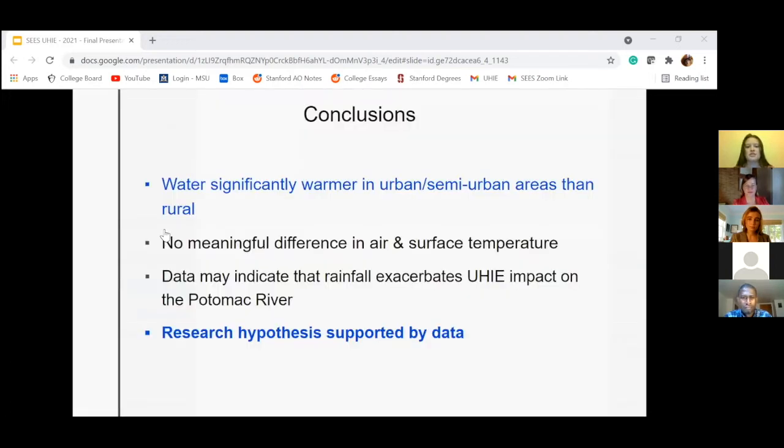So in both areas, we saw a very big difference with water temperatures and even some differences with surface and air temperatures. And so we saw that also the rainfall worsened the urban heat island effect on the Potomac River. So overall, our hypothesis was supported by the data, and that just shows how the urban heat island effect causes temperatures to rise in bodies of water.